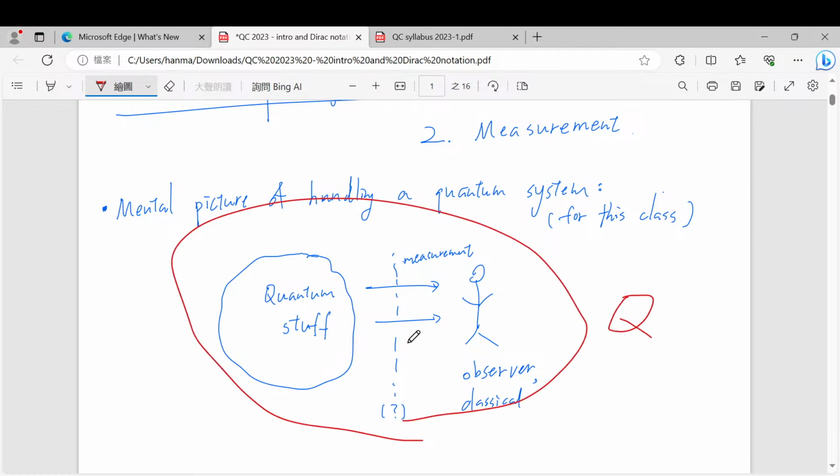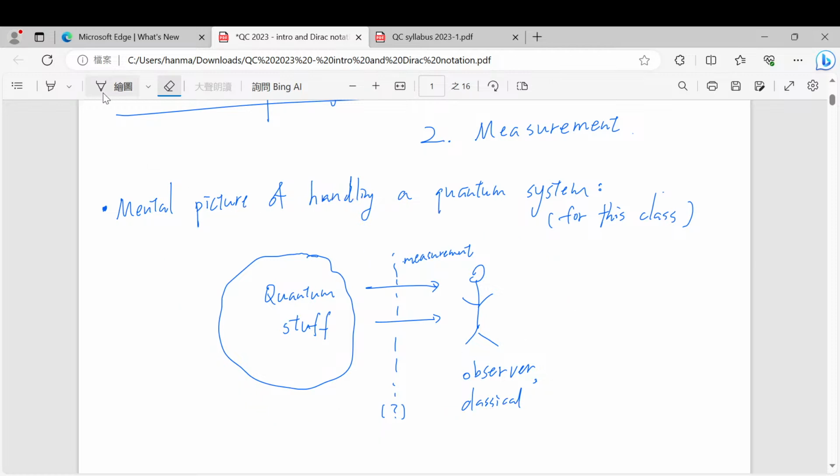Right? Everything should be quantum. But if you think that way, then there will be a lot of philosophical issues, and we don't want to talk about the philosophical issues here. So here we have this simplified picture, thinking that there is some quantum part and there is a classical part.